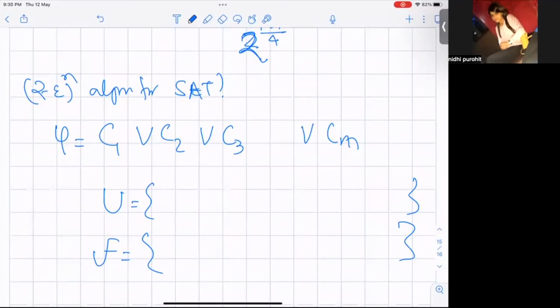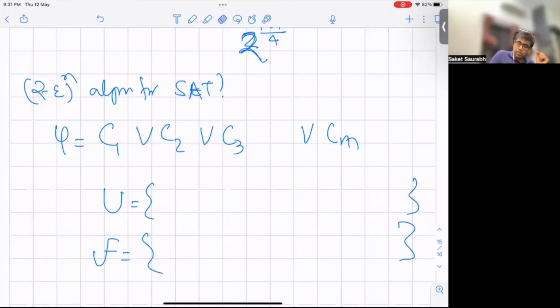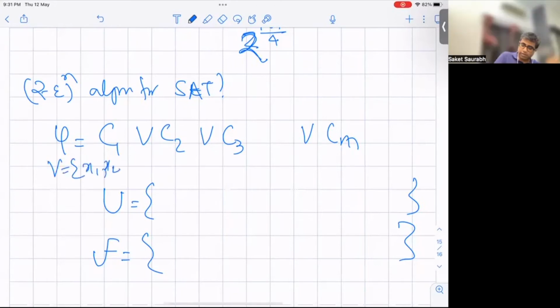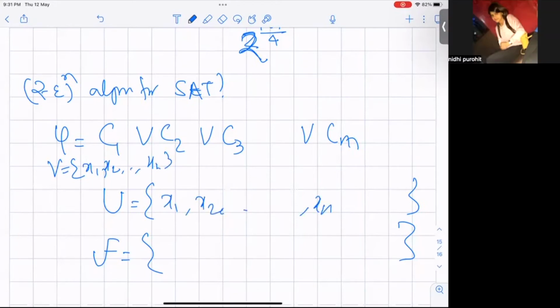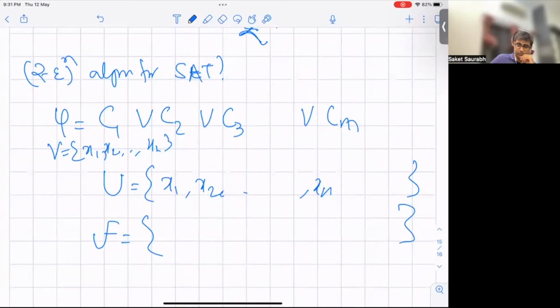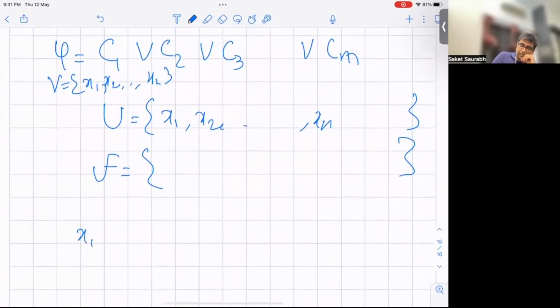Take the universe as the variables. Suppose my variables are x1, x2, xn, right? So for the universe, you are going to take x1, x2, xn. Am I right? Okay, what's my family? Clauses. So suppose I have x1, or x2 bar, or x3. What should be the corresponding clause family?